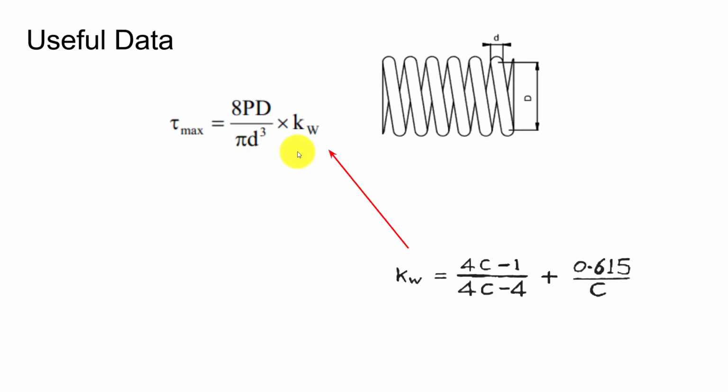Now this is the useful data that we are going to use in this particular case. If you have a helical spring like this, here capital D is the mean coil diameter and small d is the diameter of the cross section of the wire. Your maximum shear stress is expressed in this particular form. Here Kw is Wahl's factor, which is expressed like this. Let's see how to utilize this formula for this problem.